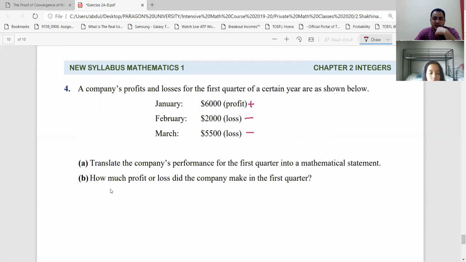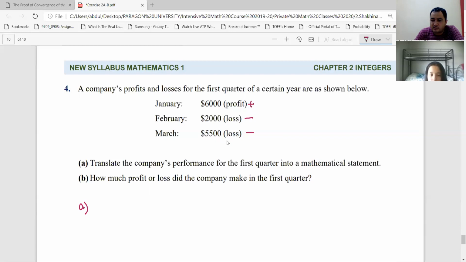Okay, question A. Translate the company's performance for the first quarter into a mathematical statement. B. How much profit or loss did the company make in the first quarter? Okay, it says translate the company's performance for the first quarter into a mathematical statement. Question A.